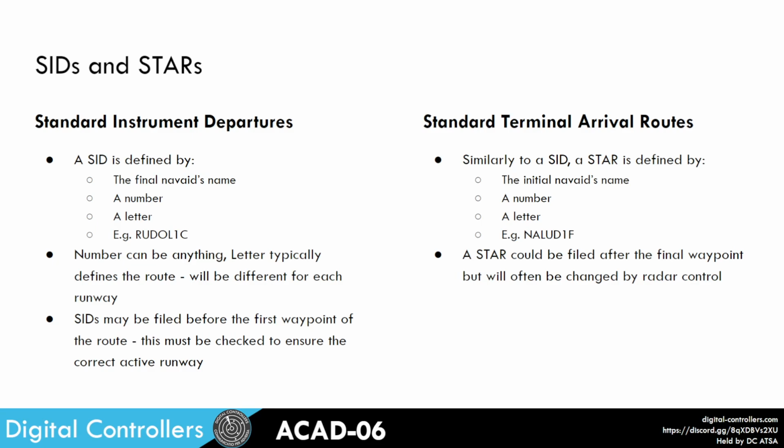Then we have a number and a letter, typically. So at ANAPA, one of the SIDs is the Rudel 1 Charlie. The number can typically be anything, normally single digit, and the letter will typically define the specific routing. The number and letter are typically going to be different for each runway.